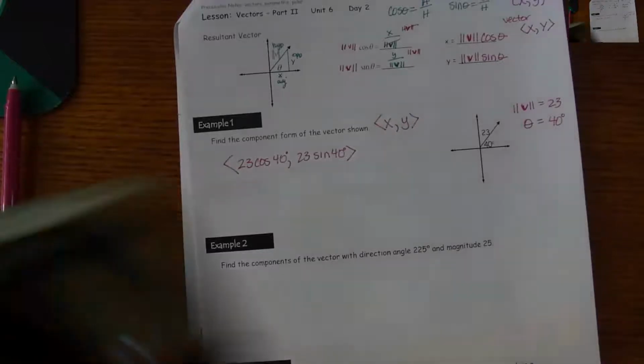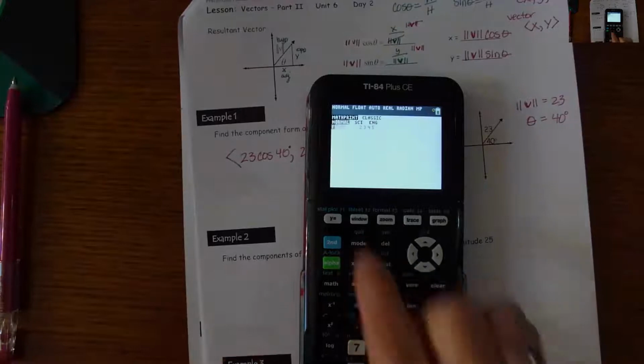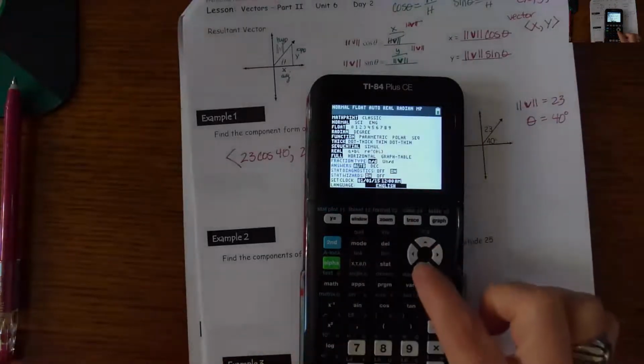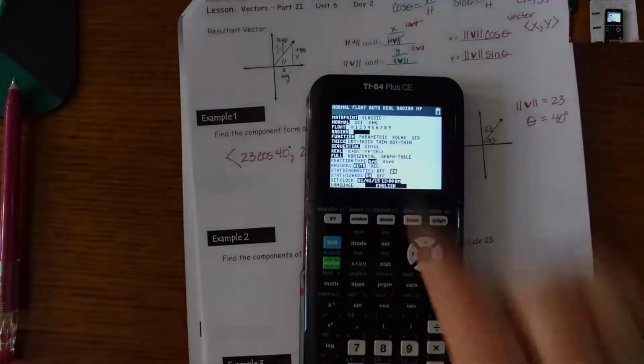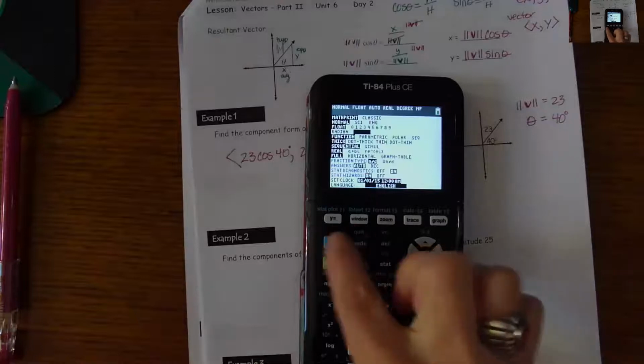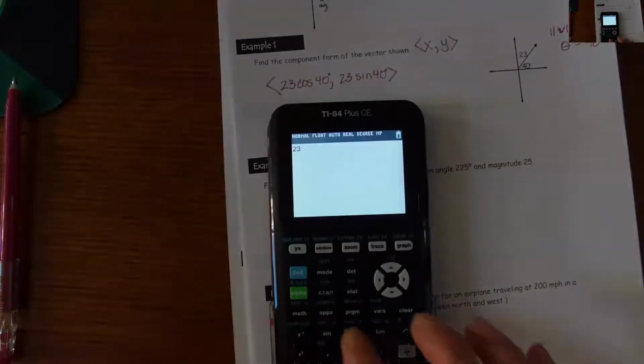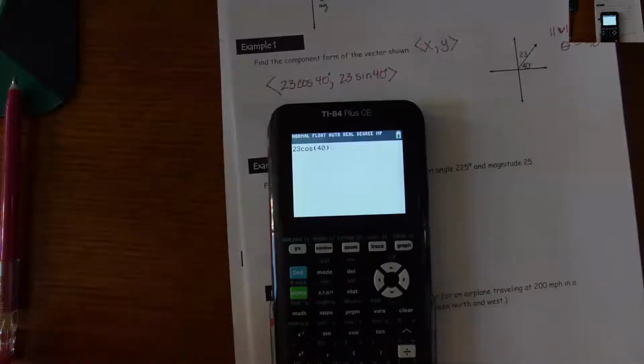What mode does your calculator need to be in? Degrees. Make sure your calculator's in degrees. So we're going to go to mode. And right there, if you've cleaned your calculator, it's going to be in radians. It always resets to radians. So go to degrees, hit enter. Now I'm in degrees. And I just type in exactly what I see, 23 cosine 40. It's that easy. Type that in and hit enter.